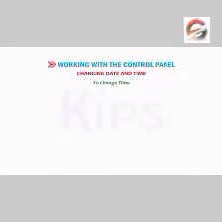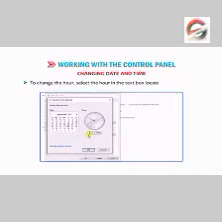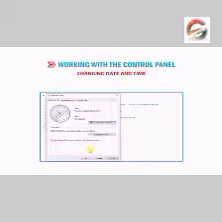Let me now tell you how to change the time. To change the hour, select the hour in the text box located below the clock. Click on the spin arrows to increase or decrease the hours as desired. Similarly, you can change the minutes and seconds. Click OK. The date and time settings of the system will change accordingly.